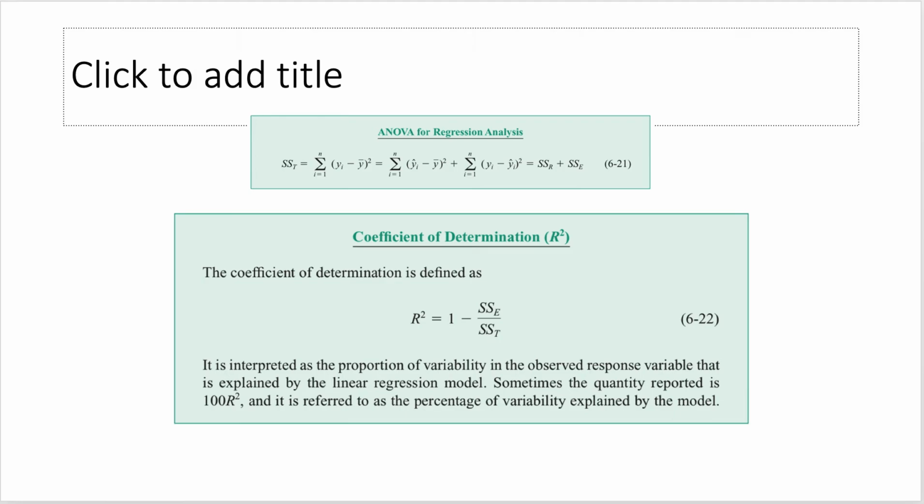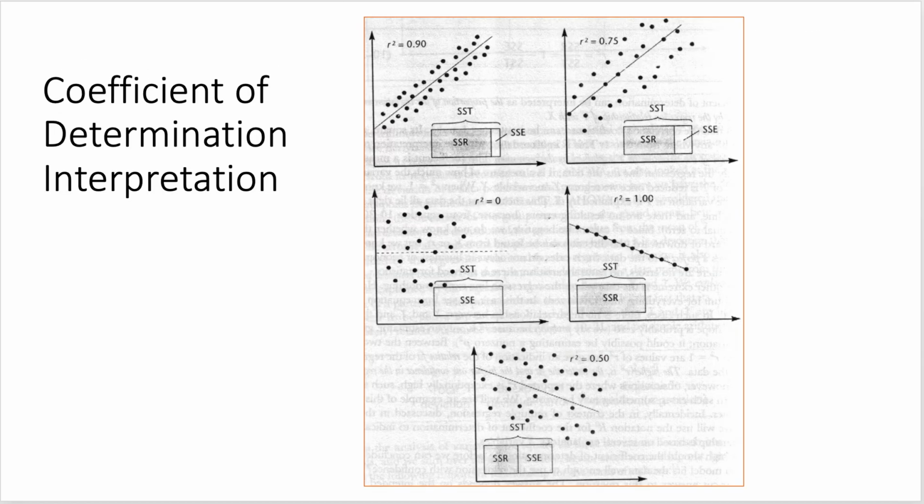The equation to calculate the R square, or the coefficient of determination, can be found in this slide. Here we can see several examples of the coefficient of determination interpretation. In the top left figure, we can see that the regression line, or the regression equation, is close to the measured data. In this case, the sum of square of regression is significantly higher than the sum of square of error.